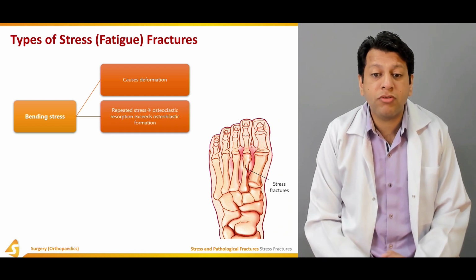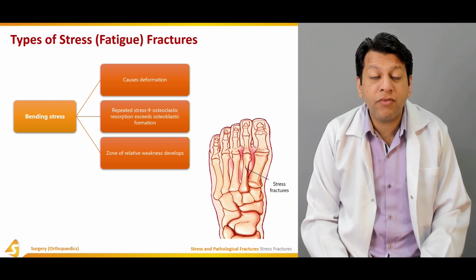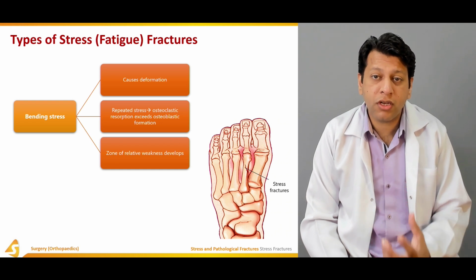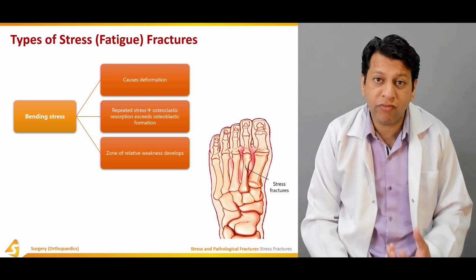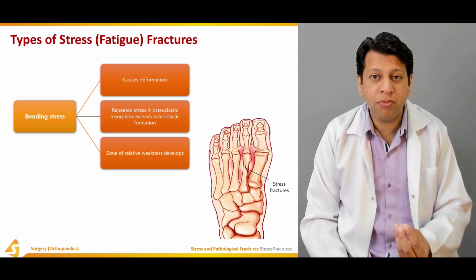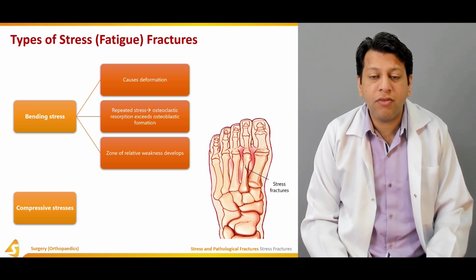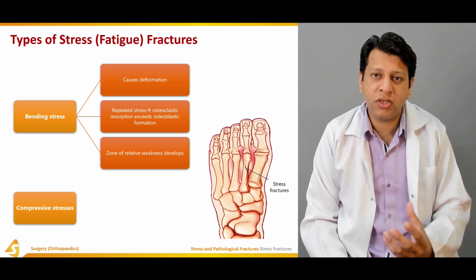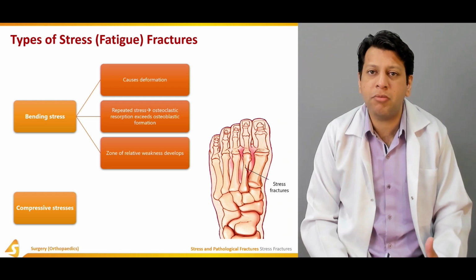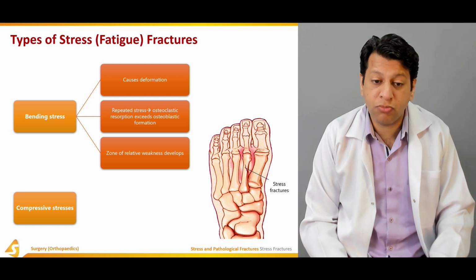Repeated stress leads to osteoclastic resorption exceeding osteoblastic formation. Then a zone of relative weakness develops because osteoclasts are resorbing bone and osteoblasts are not forming bone. So the bone is getting weaker day by day, until a time comes when there will be a micro fracture present. Eventually this will present as pain, and the X-ray may show a very slight amount of changes, or initially may be totally normal, and probably the patient will complain of pain most of the time.